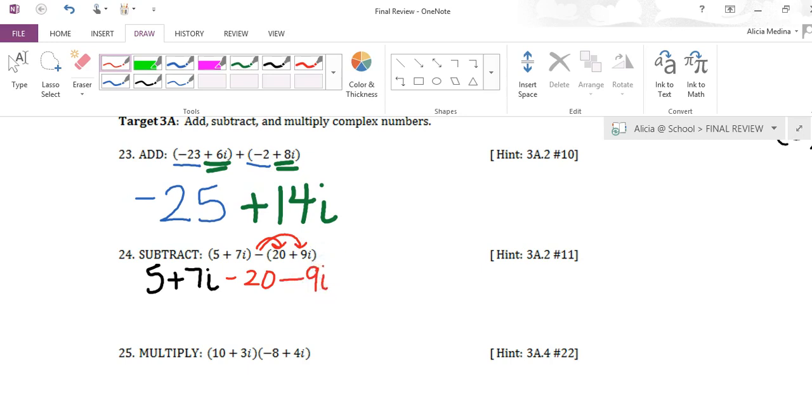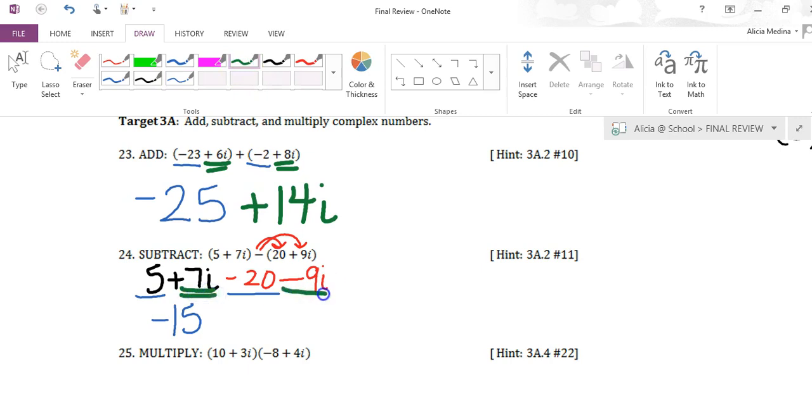Now it just kind of becomes like an addition problem, and we can combine our like terms. So the ones that don't have i's, 5 and a negative 20, they have opposite signs, so I find the difference, which is 15. Keep the sign of the bigger number, which was negative. Next is my i terms, positive 7i and negative 9i. When I combine those two together, they have opposite signs, so I find the difference, which is 2, and then I keep the sign of the bigger number, so it should be a negative 2i. Don't forget those variables.